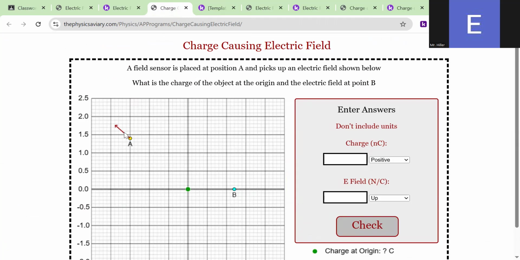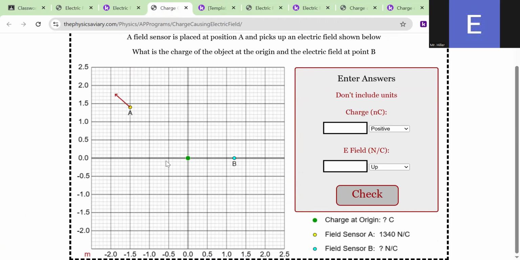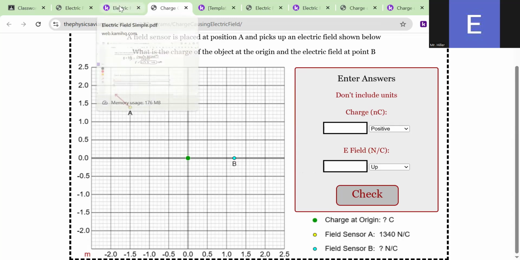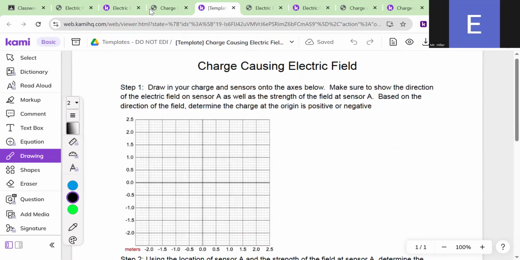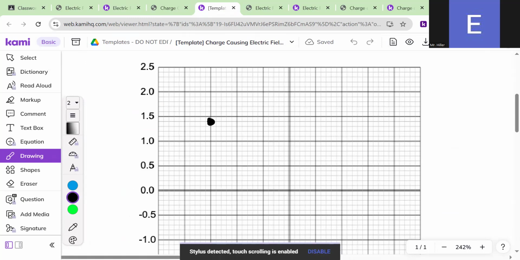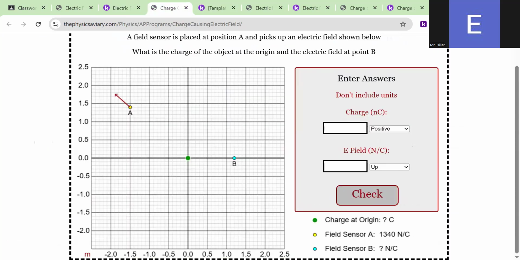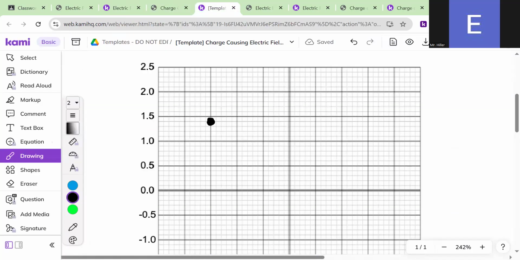Okay, so you can see my sensor A is way over here. It's 1.5 over to the left and 1.4 up. So I am going to draw that in. So 1.5 over, 1.4 up. There's my sensor. And notice the arrow is pointing away like this. That would indicate that this charge here at the origin has to be a positive charge to send the electric field out in all directions. So I know that that charge is positive.